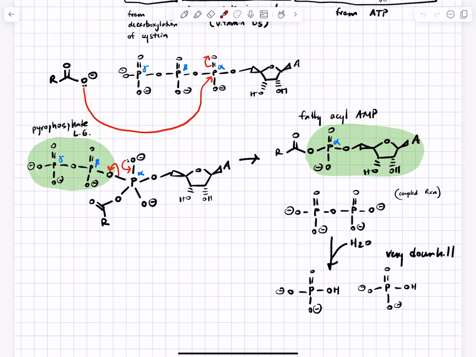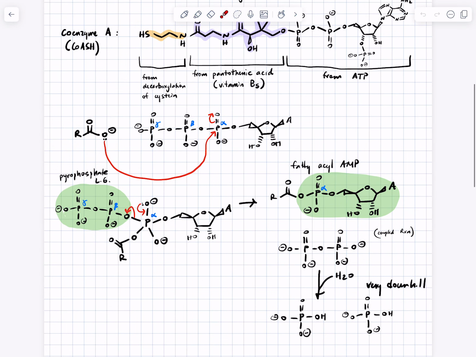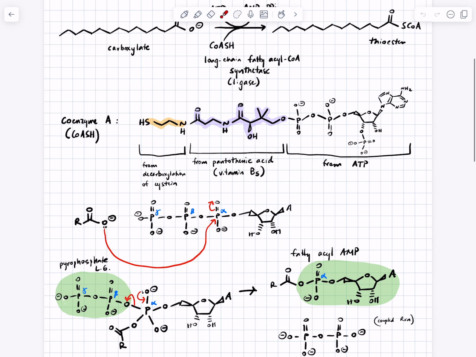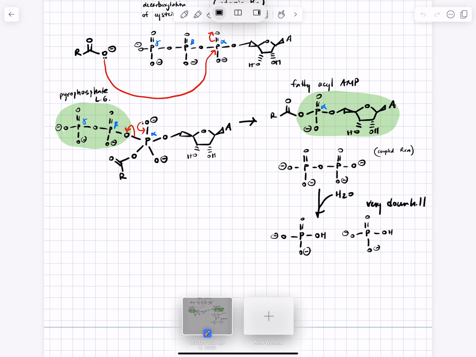Others? So only halfway through the reaction, we now need to use coenzyme A as a nucleophile to replace the AMP group so we can get the thioester. And the thioester is the substrate for the next reactions. This part is easy. This is just nucleophilic acyl substitution. And you will likely have seen this before.